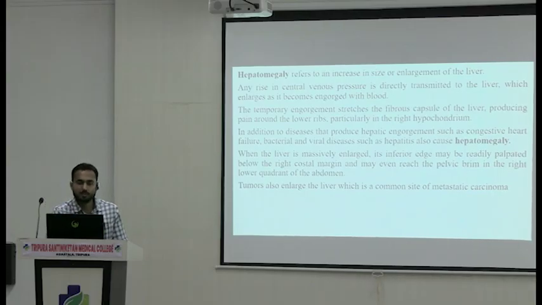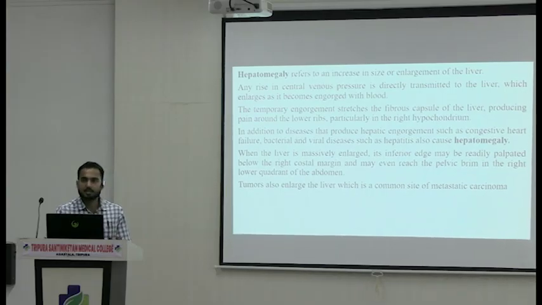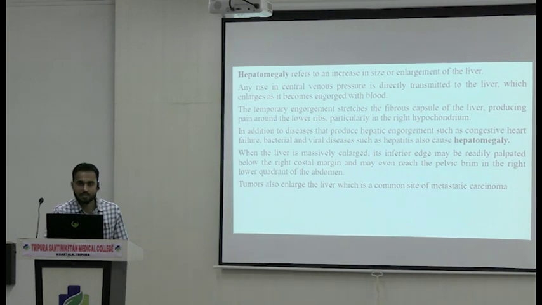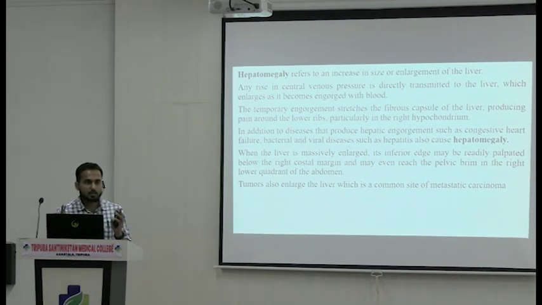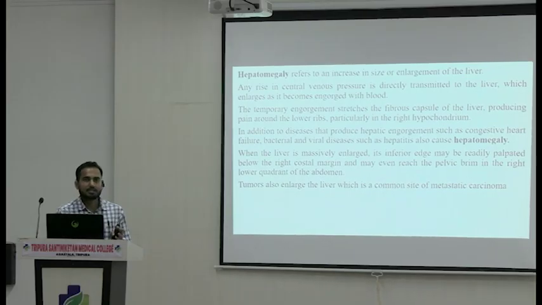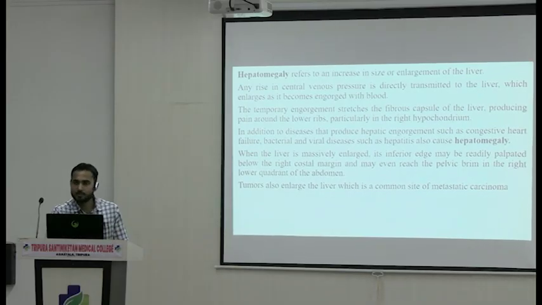As a result, what will happen? It will become enlarged and engorged with blood. That means if there is an increase in the central venous pressure, for example an increase in the pressure in the IVC or SVC, it will be transmitted to the liver, and as a result enlargement takes place. Along with that, engorgement with blood is also taking place.